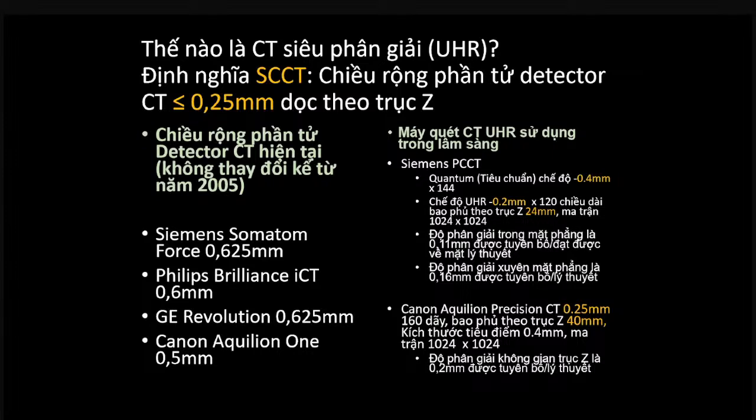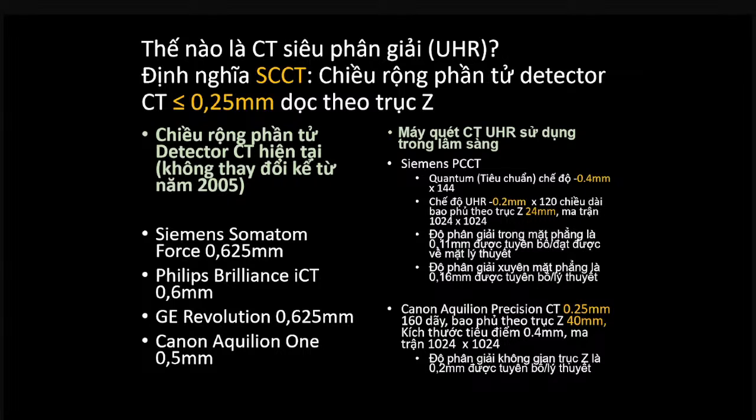So what is ultra high resolution CT? The SCCT definition is a CT scanner with detector element width less than 0.25 mm along the Z-axis. All the CT scanners that we are using now have detector element widths that have been unchanged since 2005. However, now there are ultra high resolution CT scanners available in clinical use.